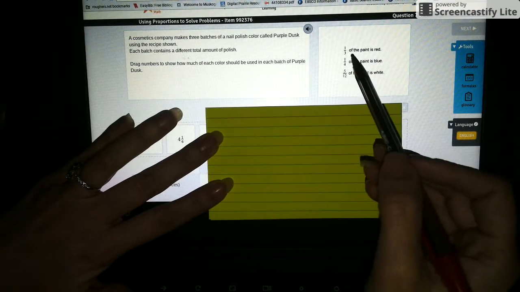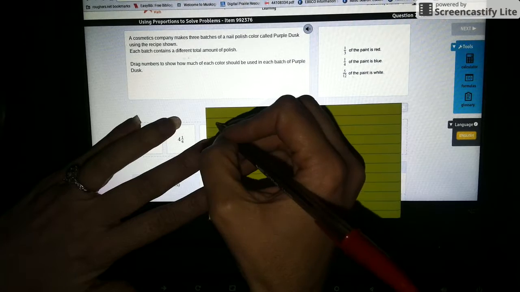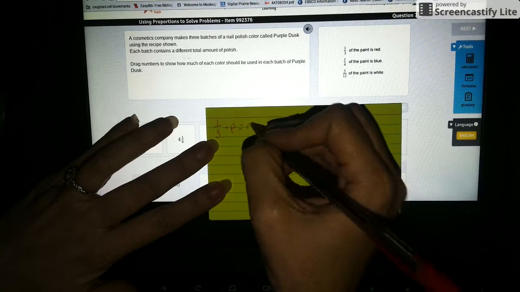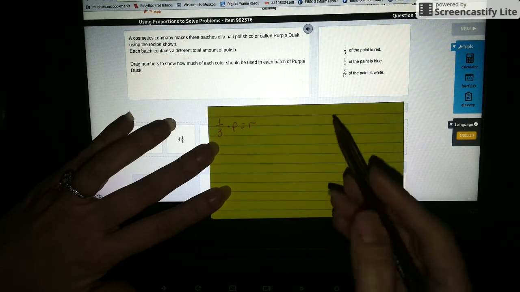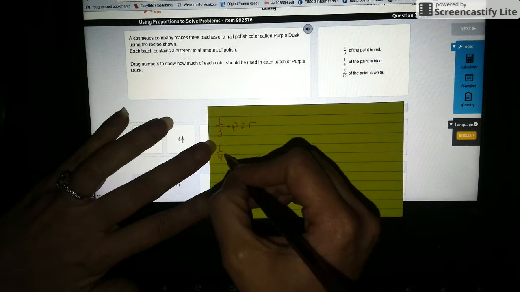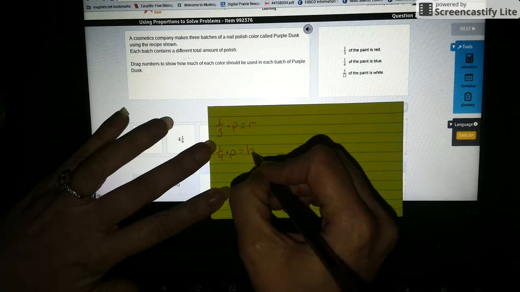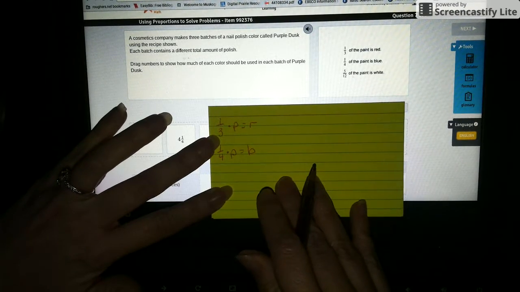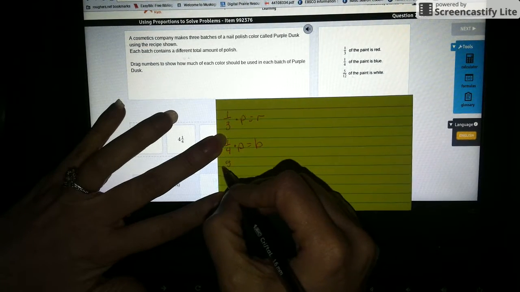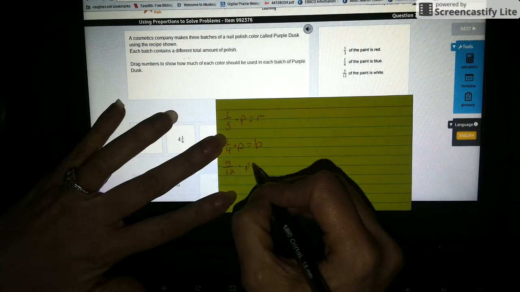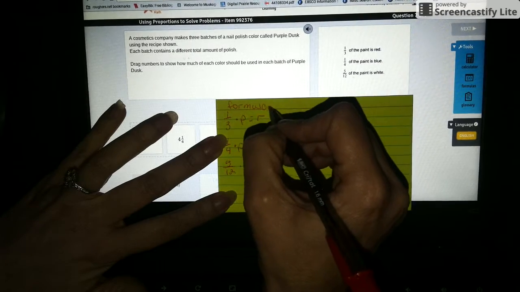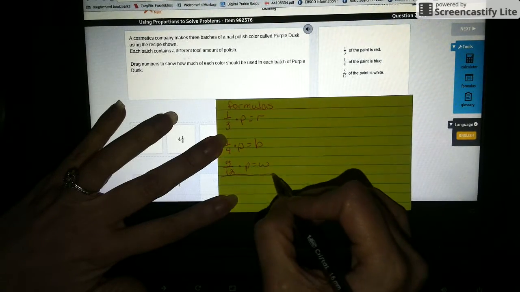So the first one states 1/3 of the paint is red. So I'm going to write that as 1/3 of the paint is red. The next one states 1/4 of the paint is blue. So 1/4 of the paint is blue. I'm using variables for paint and for the color. 5/12 of the paint is white. So 5/12 of the paint is white. These are my formulas. They're what I will use to solve the problem.